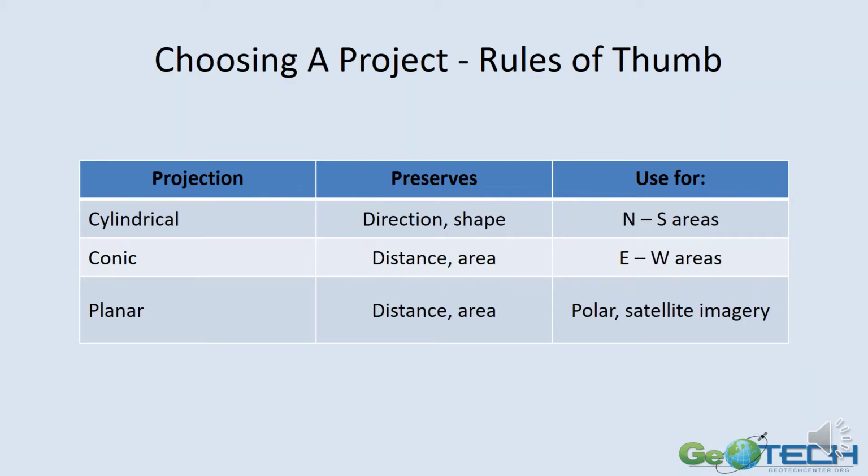One of the important things when you're doing an analysis and you're going to be looking at your data, you need to understand which map projection is the best for your application. So this is a rule of thumb. These are the three projections: cylindrical, conic, or planar, and this is what is best preserved. For cylindrical, direction and shape; conic, distance and area; and planar, distance and area.